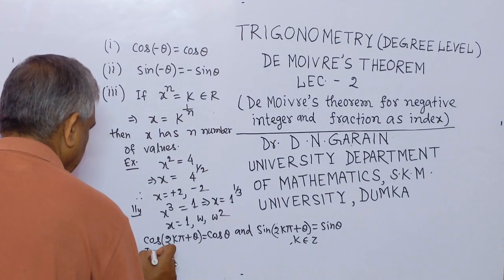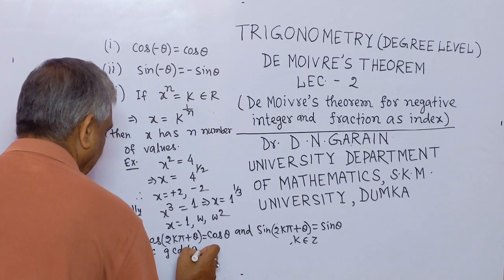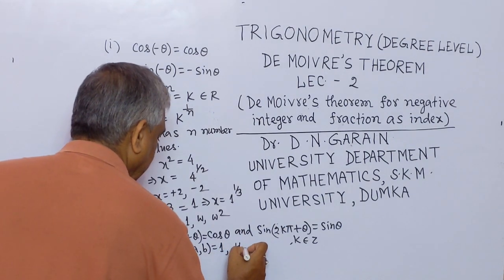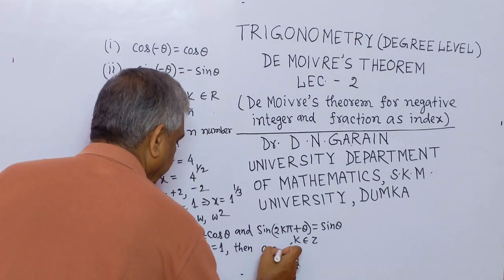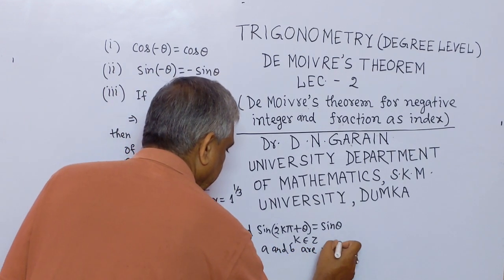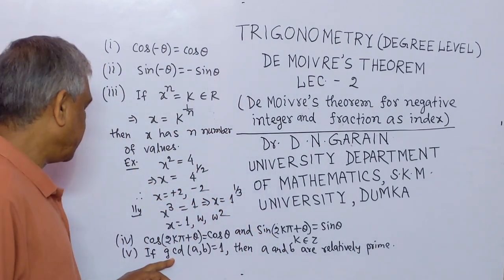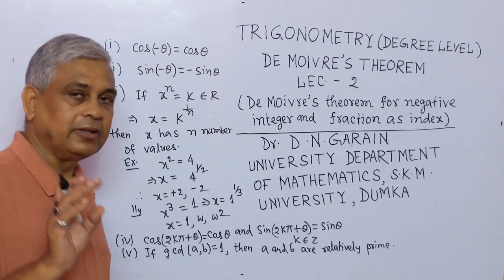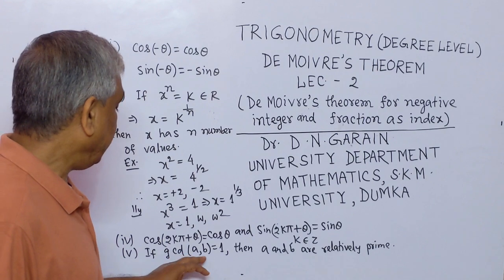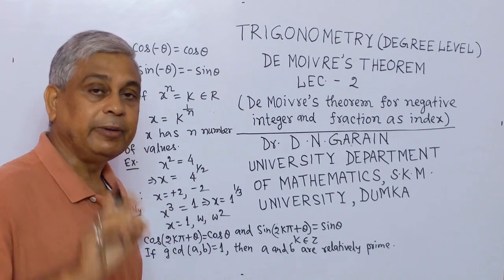If GCD of A and B equal to 1, then A and B are relatively prime. GCD means greatest common divisor. That is also called HCF, highest common factor, of A and B equal to 1. Then A and B are said to be relatively prime numbers.